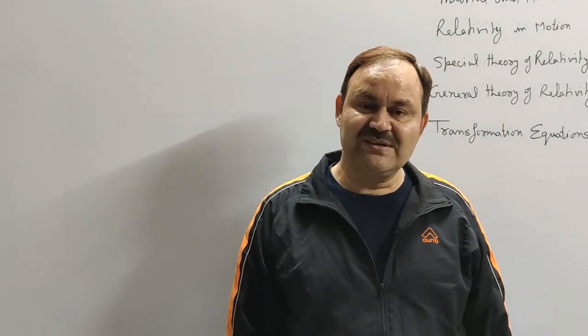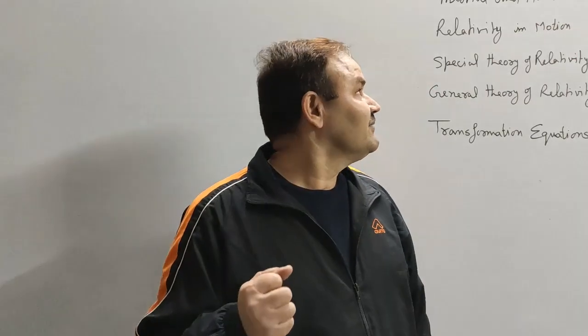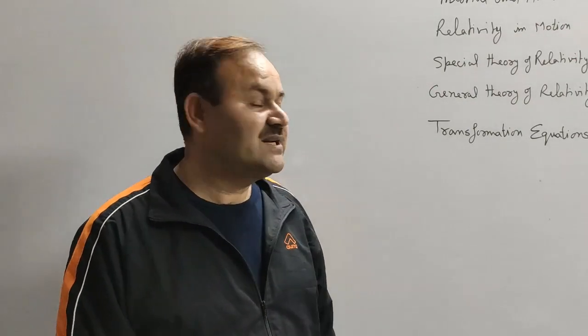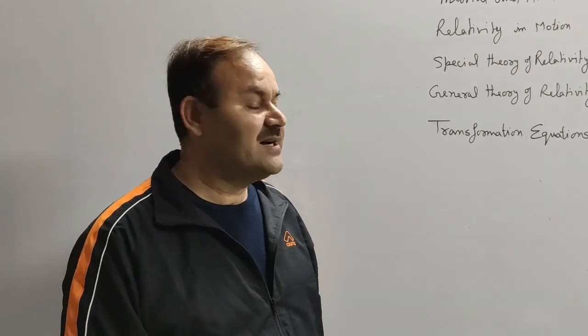As position is relative, the velocity will be relative. If velocity is relative, then acceleration will be relative. It means motion is also relative. That depends not only on the position of observer, also upon its state. That is whether the observer is at rest or the observer is moving. Now, to deal with relativity in motion, we have two theories. One is special theory of relativity and another is general theory of relativity.